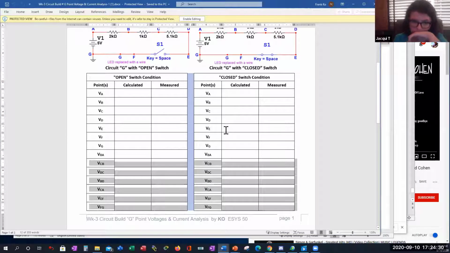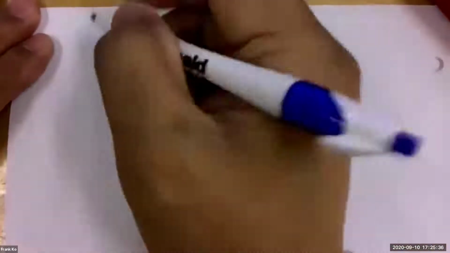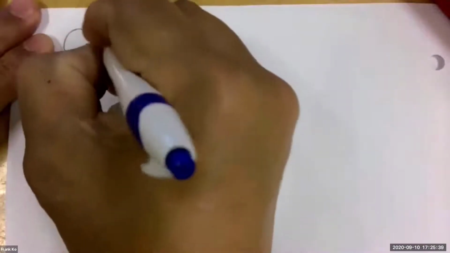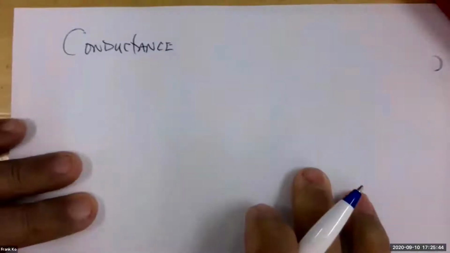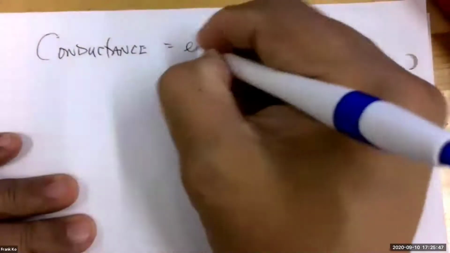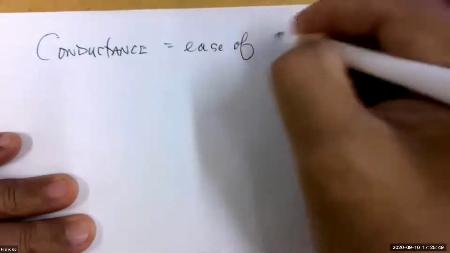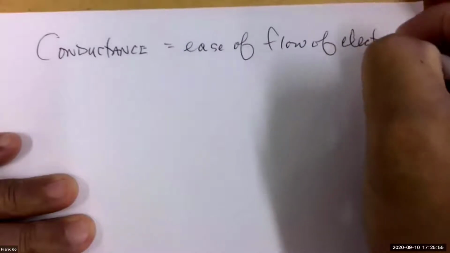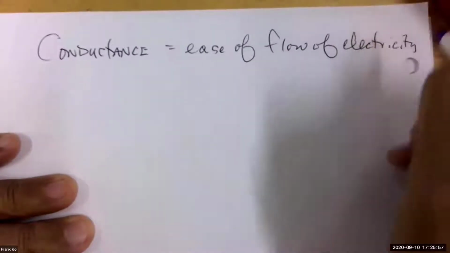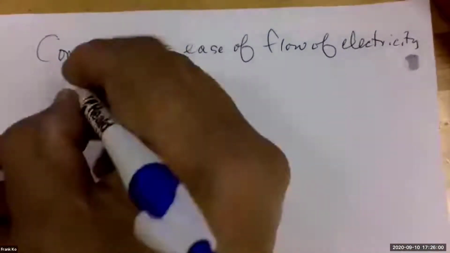All right. We talked about the graph, we talked about shorts, talked about the homework review questions. Okay, we want to talk about conductance. So, topic is on conductance. Conductance is defined as the ease of flow of electricity.